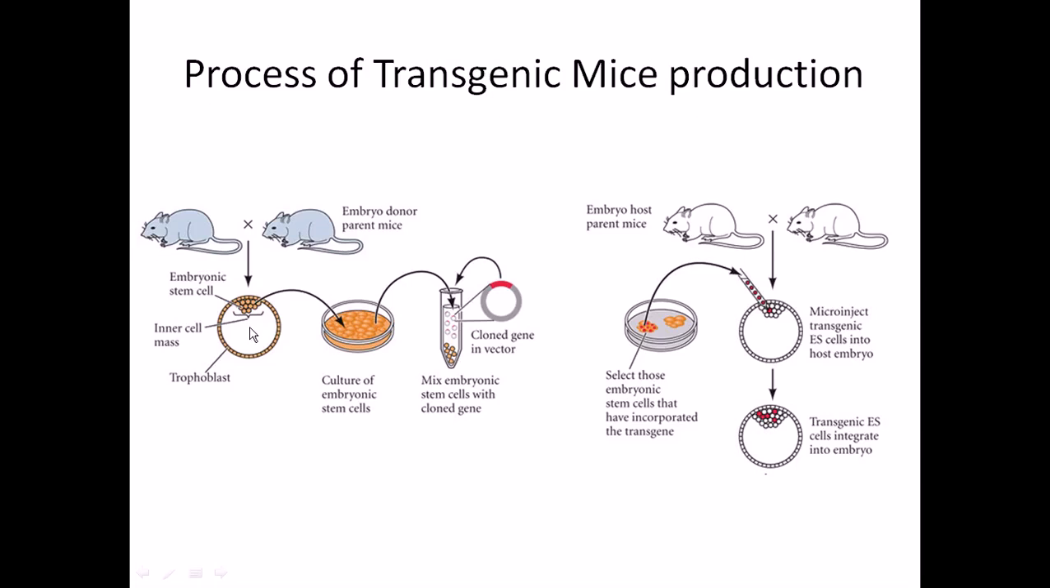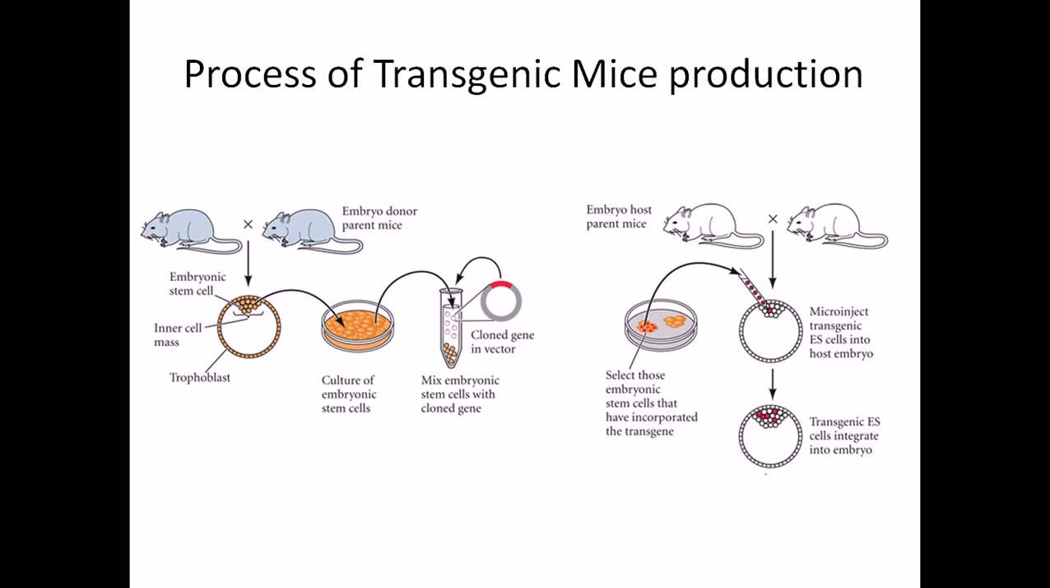What we look for here is the inner cell mass, because the inner cell mass contains a lot of cells which are called embryonic stem cells, or ES cells. They are very, very important, and these cells are totipotent in nature. That means these cells can give rise to all the different types of cells of the body.